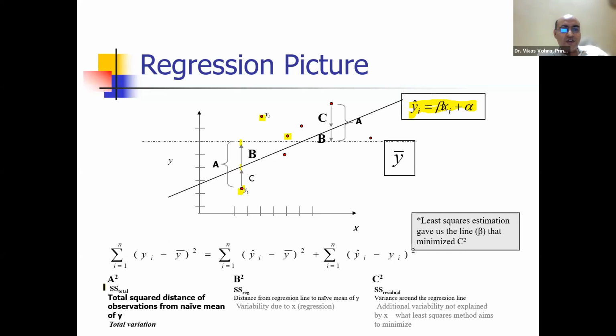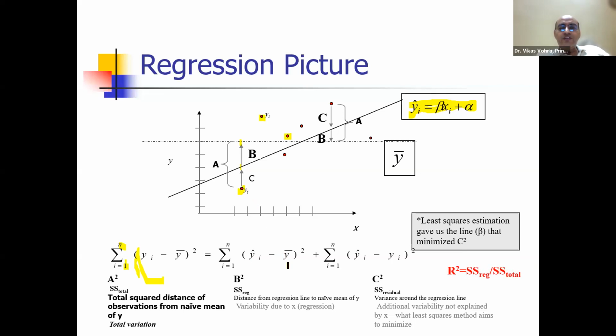So if you see, A square is nothing but, and then we have to sum it for all values starting from 1 to n. Suppose there are n values, so we will sum these types of square deviations, that is yi minus y bar square, this is A. And in the same way, y cap from the regression line to the naive mean, the square deviation is B square, and the remaining C square is y cap minus yi, the square. So this is the overall regression picture.